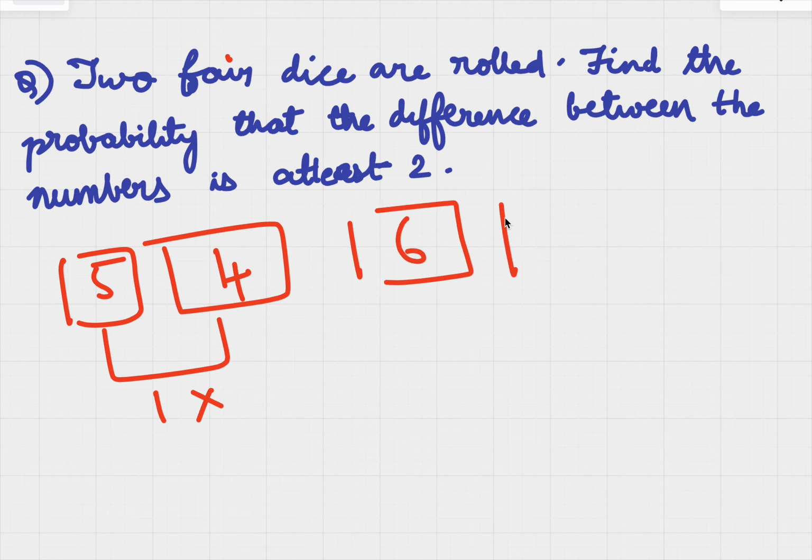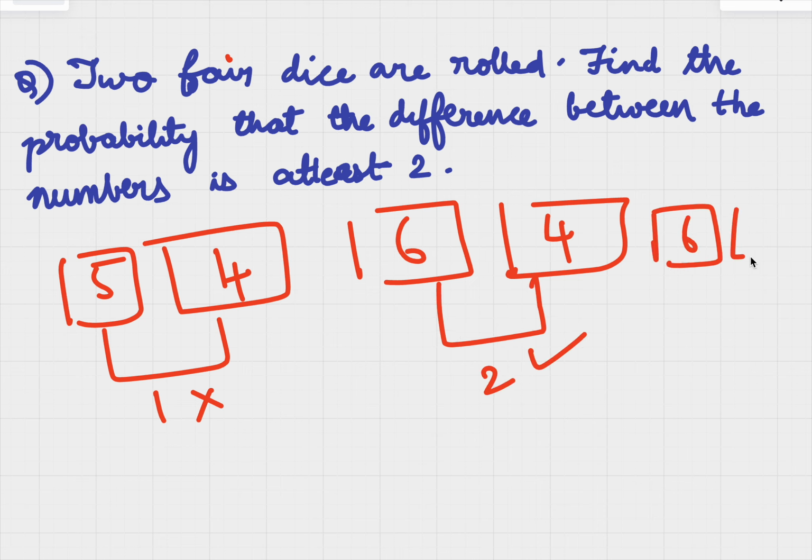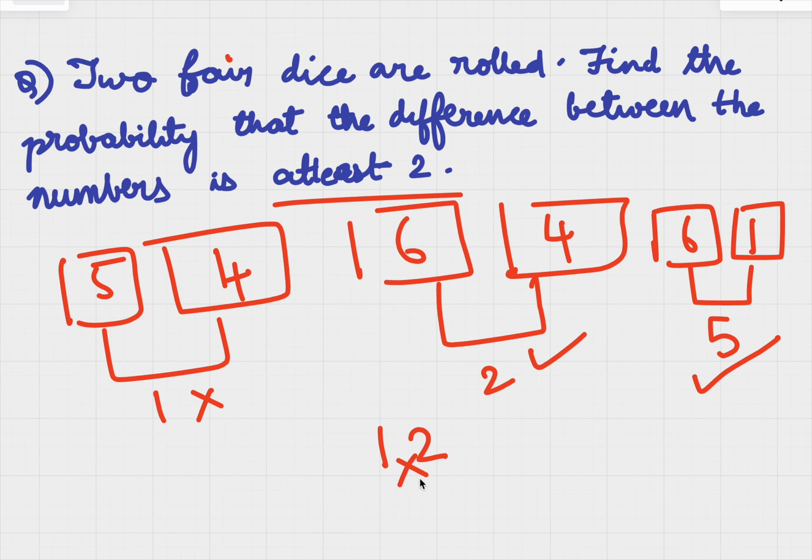Let's say I got 6 here and 4 here. The difference is 2, so this is a favorable outcome. Let's say I have 6 here and 1 here. The difference is 5. Is this a favorable outcome? Actually yes, because they are saying the difference should be at least 2. At least 2 means 2 or more than that. So 1 and 1 will not form, and 1 and 2 is also not possible because the difference is not 2, right? Because 2 minus 1 is just 1.